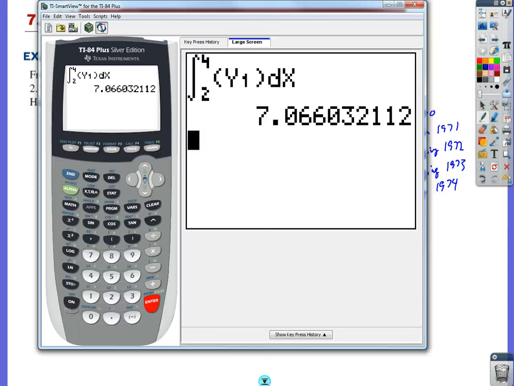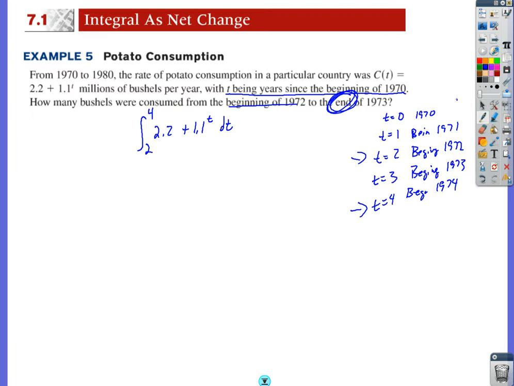Again, I want 3 decimal places. So I come back over here and I find out that this is equal to 7.066. And don't forget to put in the units: millions of bushels, not per bushels, of bushels of potatoes consumed from the beginning of 1972 to the end of 1973. That's a lot of potatoes.